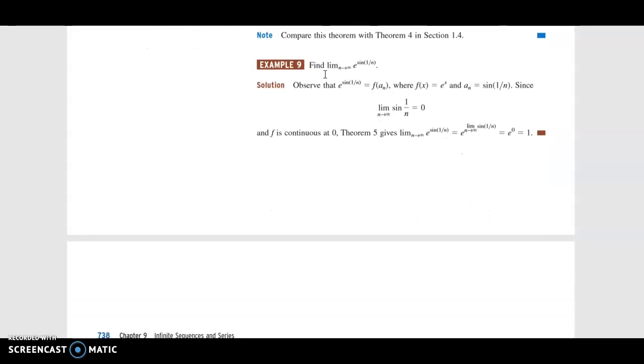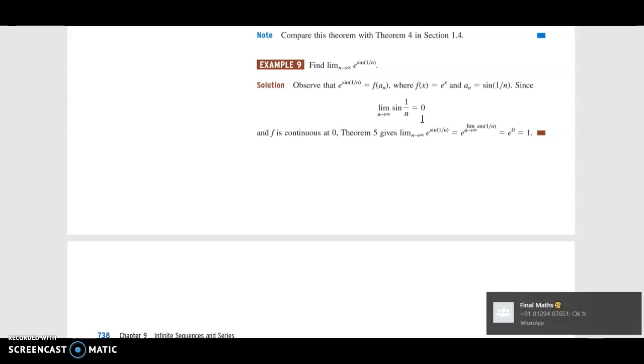Next example, using this previous theorem. Find the limit as n tends to infinity of e raised to sine 1 by n. First of all, we have to find sine 1 by n as n tends to infinity. This is 0. How?